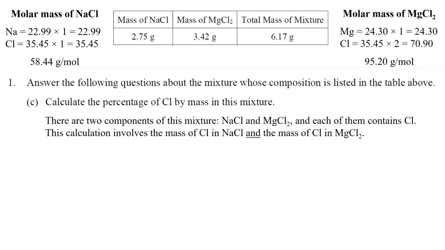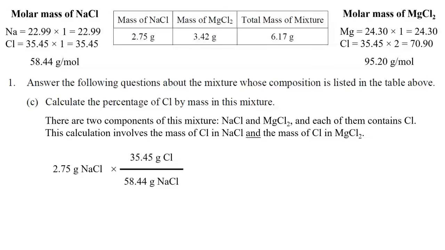So let's take a look at the information from the periodic table for magnesium chloride. Magnesium has an atomic mass of 24.30, chlorine 35.45, and there are 2 of them. So the grand total, 95.20. That's the formula mass or the molar mass of magnesium chloride. So we'll do it one step at a time. Sodium chloride, 2.75 grams. Let's calculate how much chlorine is present in 2.75 grams of sodium chloride. Grams of chlorine on the top, grams of sodium chloride on the bottom.